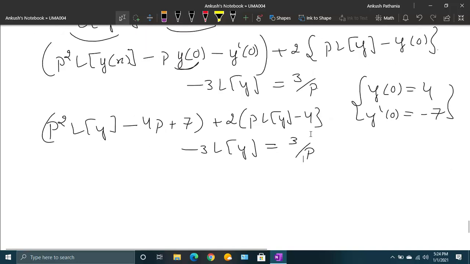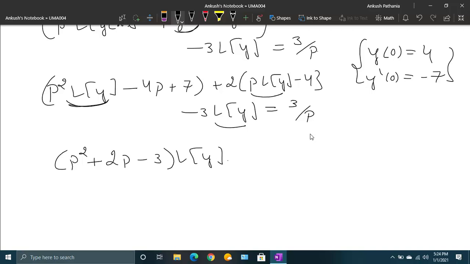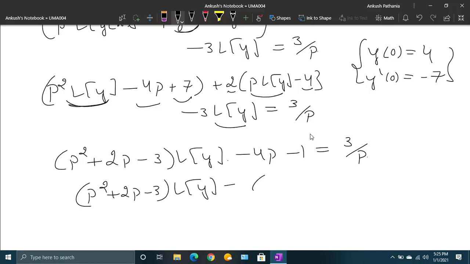So now what we do after this is collect the terms of Laplace y. Collecting the terms of Laplace y, we get p square plus 2p minus 3 times Laplace y, and then the other terms which are left: minus 4p, then plus 7, and then minus 8, that is minus 1, is equal to 3 upon p. So this is what we have got. Now let me just arrange it and write it in a proper way.